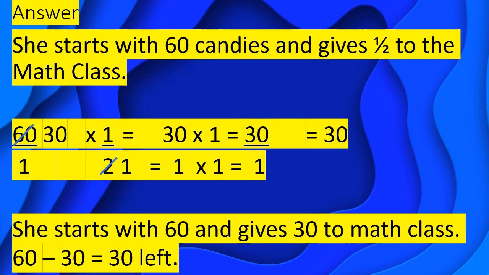So the answer, she starts with 60 candies and gives half to the math class. So 60/1 times 1/2. You can divide the 60 on the top and the 2 on the bottom both by 2. Divide the 2 on the bottom by 2, it becomes 1. Divide the 60 on the top by 2, it becomes 30. So we have 30/1, which equals 30. So she starts with 60. She gives 30 to the math class. So 60 minus 30, she has 30 left.